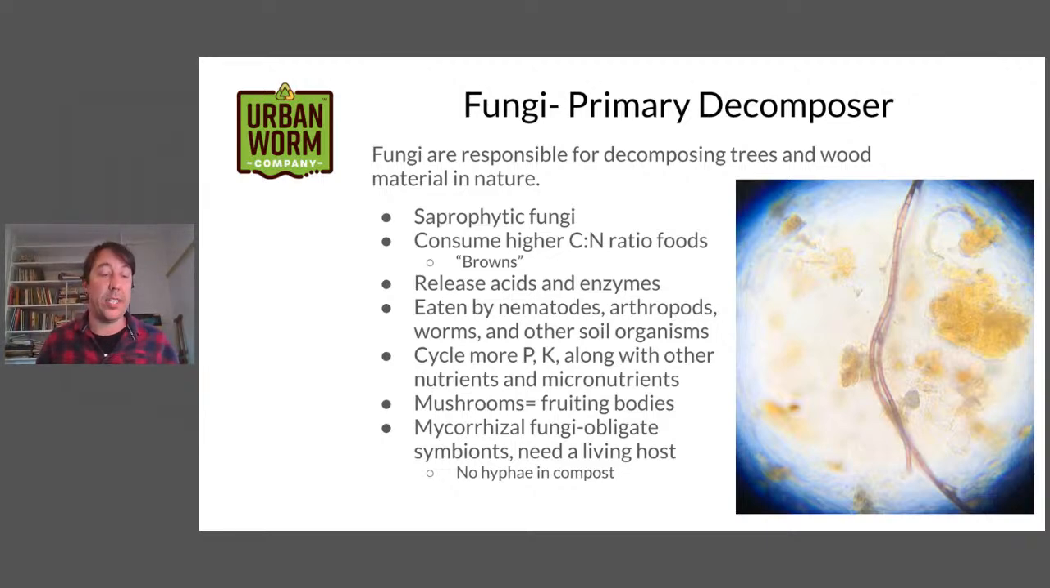So as I said, bacteria releases more nitrogen. Fungi actually are going to help to cycle more phosphorus and potassium along with other nutrients and micronutrients. And then, as I mentioned, most people, when they think of fungi, they think of mushrooms, and mushrooms are the fruiting bodies of different types of fungi. So saprophytic fungi are like when you're growing oyster mushrooms or shiitake mushrooms, those are both going to be saprophytic fungi. You're putting this spawn into a substrate that's a woody substrate or a grainy substrate that they're going to grow out and break down.